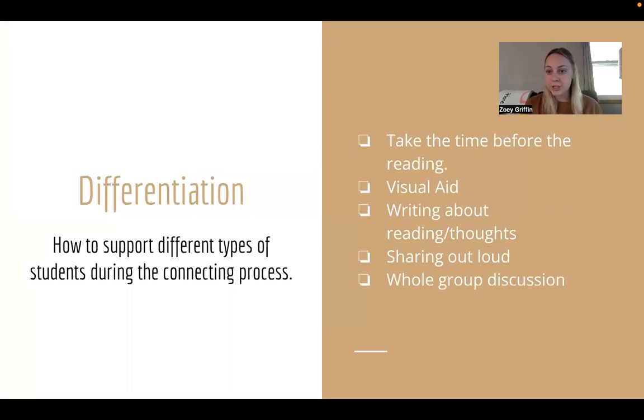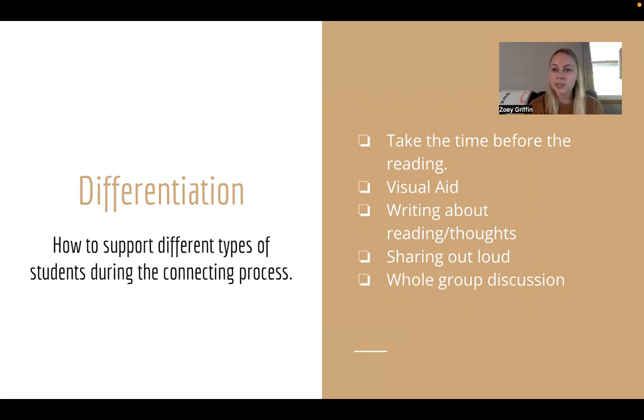So, differentiation. Say your students are having trouble with this connecting process. How do you assist them in creating connections that are useful to their learning? I thought it's really important to take the time before you even read the text to notice things and prompt your students. It's really going to rely on what prompting you give if a student is struggling.